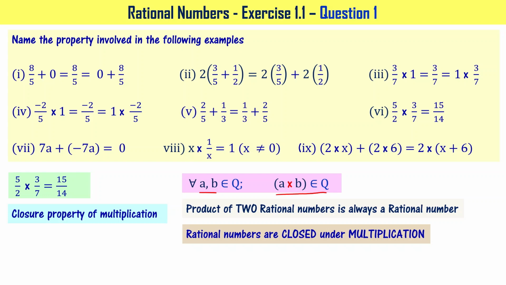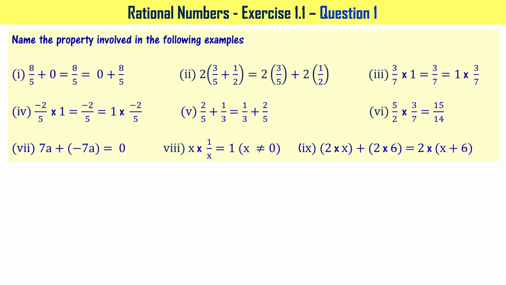So the property involved here is closure property of multiplication of rational numbers, right? Let's see the next example. 7a plus minus 7a equal to 0.